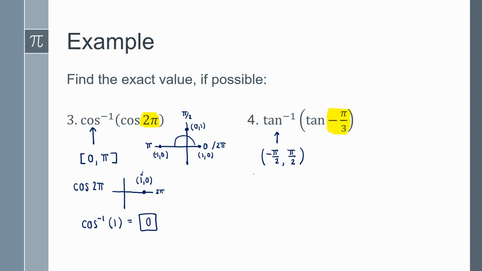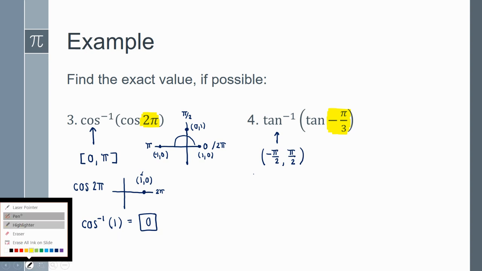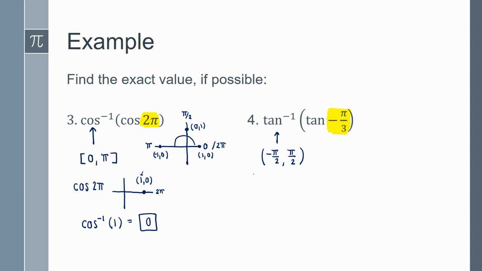Asking myself, does it fall within the interval? So if you're thinking about the fact that negative pi over 2 is technically like a negative 90-degree angle, negative pi over 3 is technically like a negative 60-degree angle. So yeah, that number does fall within our interval. So when it falls within the interval, there's no extra work that we have to do. It's just negative pi over 3.